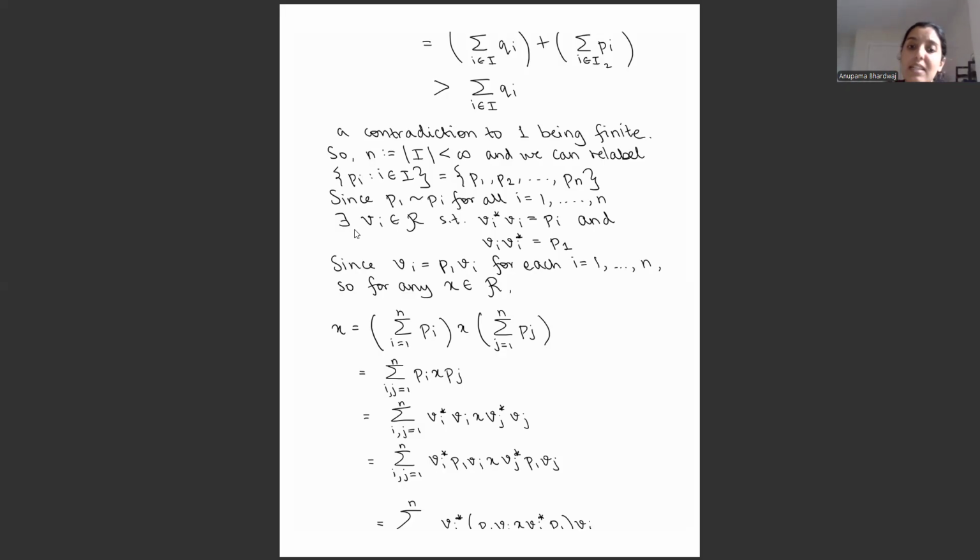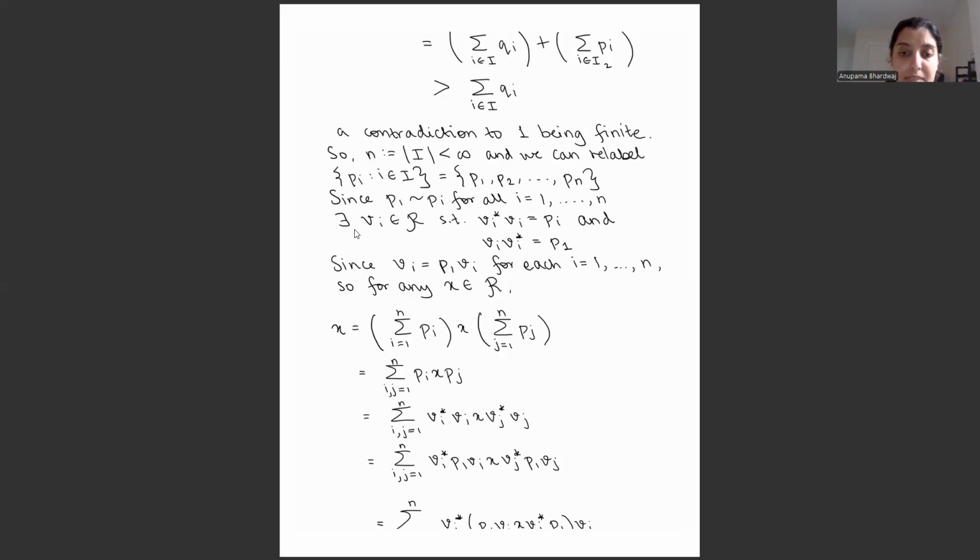Rewriting P_i, I write it as the sum over all i and j from 1 to n of V_i star V_i x V_j star V_j, by just writing what P_i is and what P_j is. And then since V_i is equal to P_1 V_i, in the next line the sum over i, j from 1 to n is going to be V_i star P_1 V_i, replacing V_i by P_1 V_i, and then the last term gets changed from V_j to P_1 V_j.